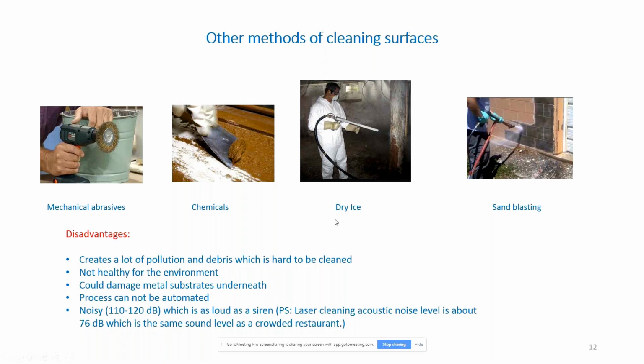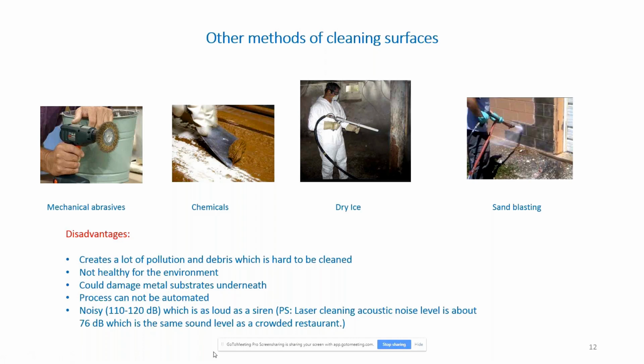And it is pretty noisy, normally in the noise level 110 to 120 dB, which is as loud as a siren. A laser cleaning acoustic noise level is about 76 dB, which is the same sound level as a crowded restaurant. So these are some disadvantages of these other methods.